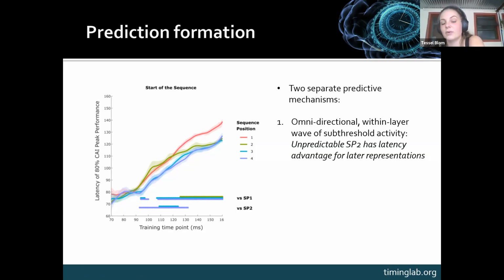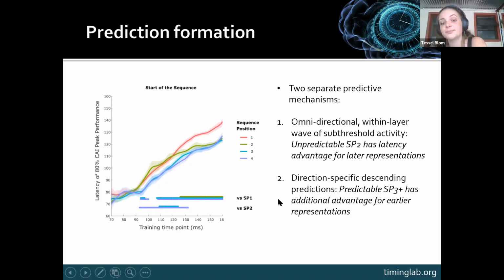But what has been found, and what fits with this finding, is that there's such a thing as an omni-directional within-layer wave of subthreshold activity. So you can imagine the first stimulus is presented, and then within the layer, it can trigger this subthreshold wave of activity, reaching the receptive field of the second position. And then when the second position is presented, the time to peak is shorter. So you get this latency advantage for later representations. And then when the stimulus is fully predictable, so from sequence position 3 and onwards, we see an additional latency advantage that can be explained by descending prediction. So we see these two predictive mechanisms interact. So we see differences across neural representations and across sequence positions.